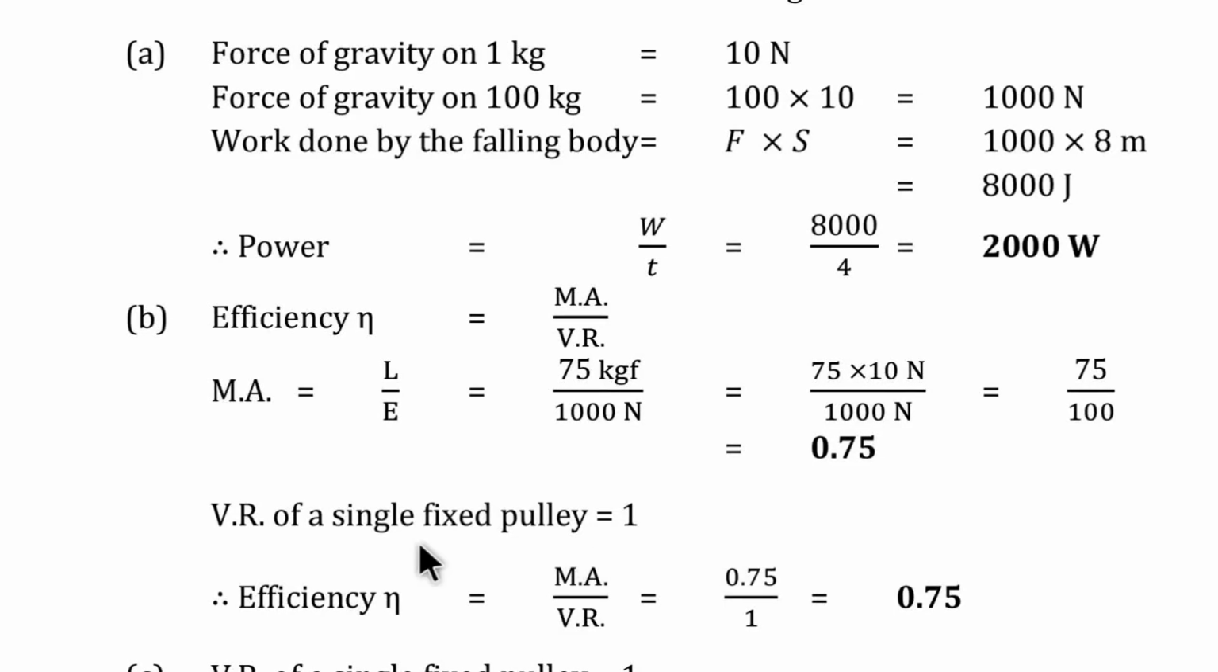Now the velocity ratio of a single fixed pulley, we have already learned, is fixed. The velocity ratio of a machine is always constant, it will never change. So we have learned that velocity ratio is equal to 1. Therefore, efficiency is equal to mechanical advantage divided by velocity ratio, which is 0.75 divided by 1, equal to 0.75. So efficiency is equal to 0.75.